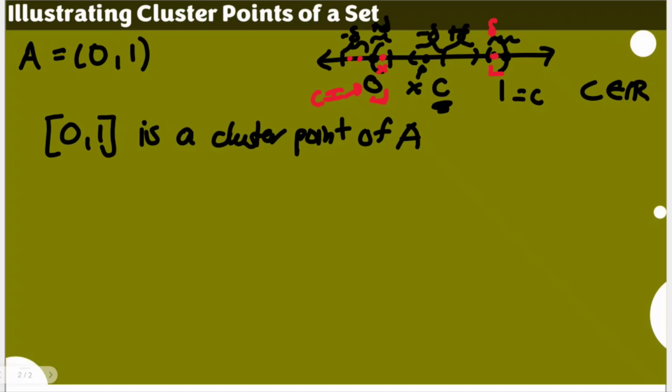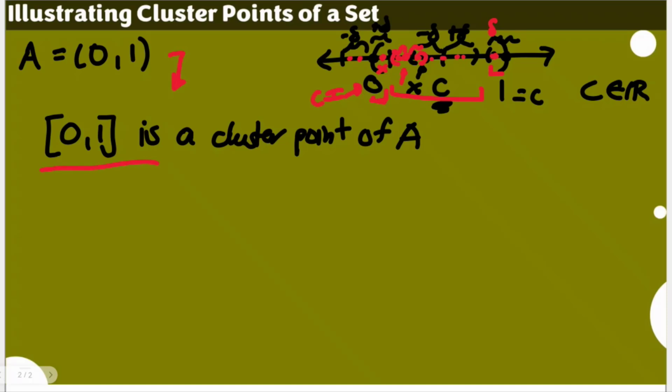Now of course all the points inside here, let's say for example this one here, no matter how small the delta, there is at least one point that is not equal to C but an element of A. That means all of the entries here are also cluster points. So in this case, for the open interval 0 and 1, the set of cluster points is the closed interval 0 and 1.